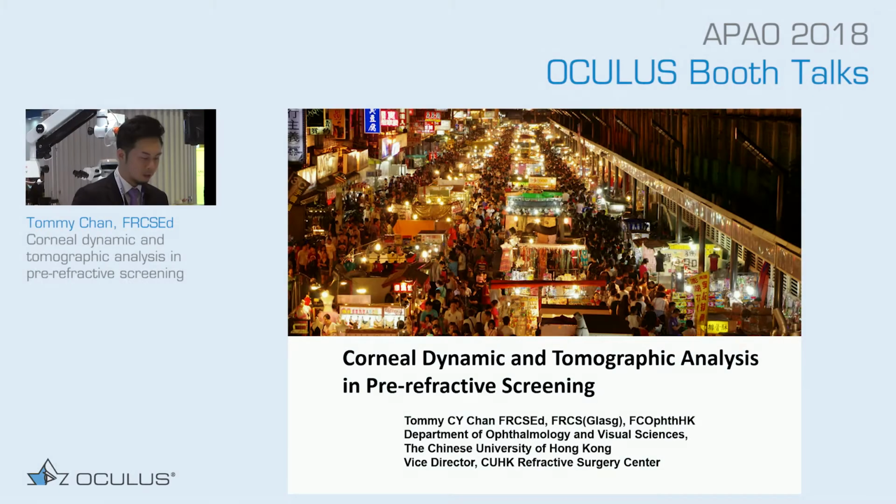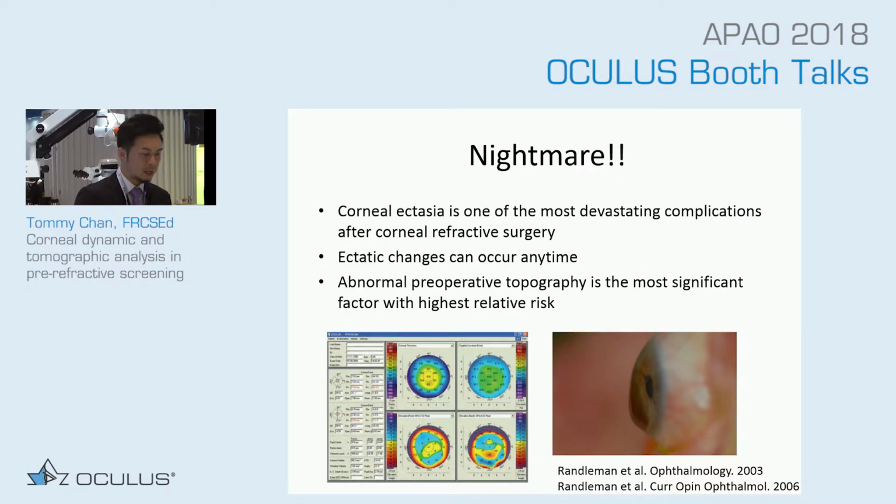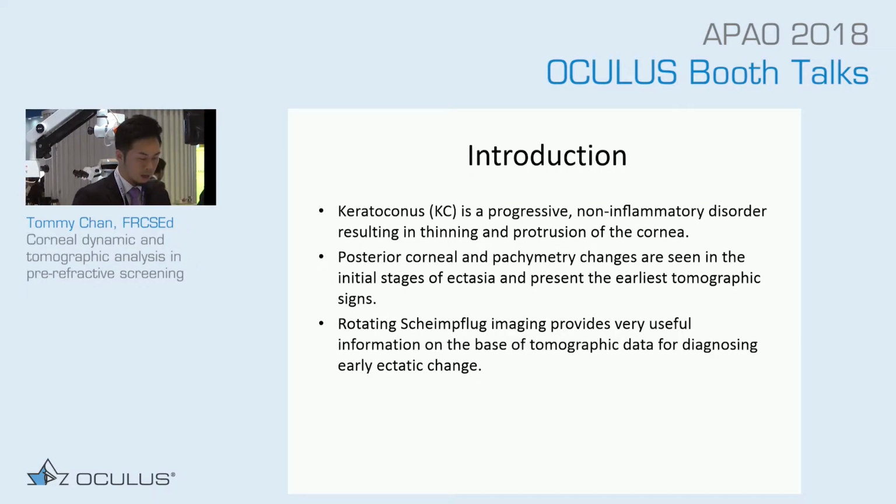I'm going to talk about corneal dynamic and tomographic analysis for pre-refractive surgery screening. We all know that it's a nightmare if you have a case developing corneal ectasia after refractive surgery. Studies have shown that abnormal preoperative tomography is the most significant risk factor for developing ectasia. And most people believe that keratoconus actually predisposes patients to develop corneal ectasia after refractive surgery.